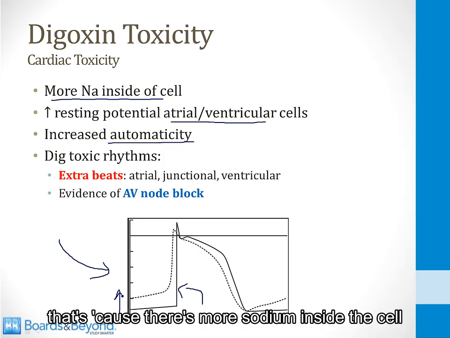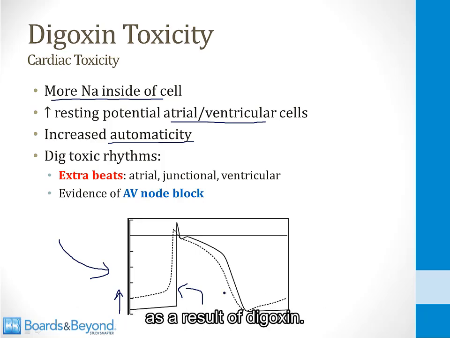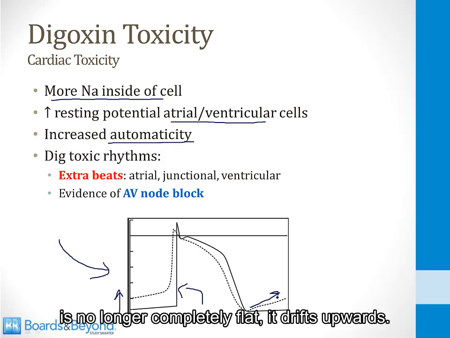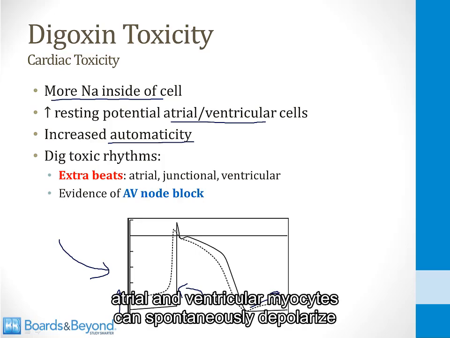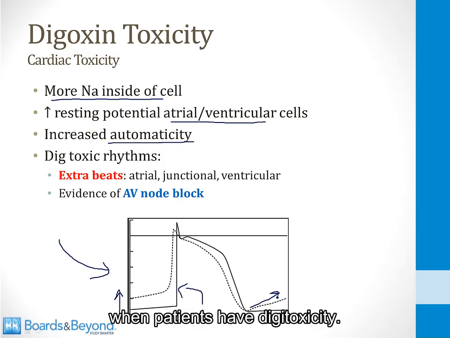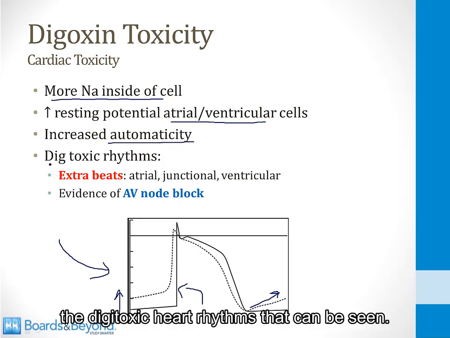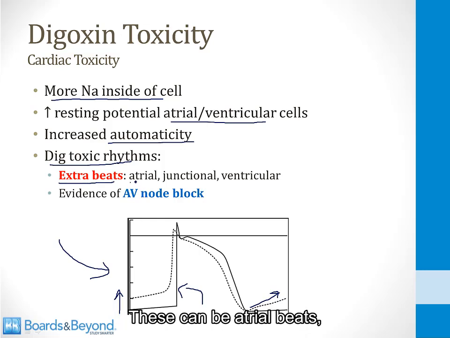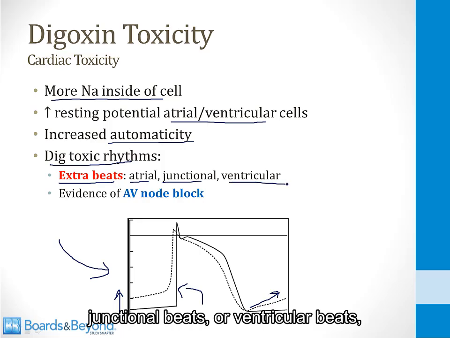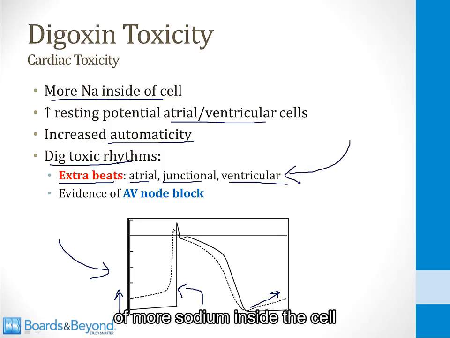That's because there's more sodium inside the cell as a result of digoxin. In addition, notice that phase 4 is no longer completely flat. It drifts upwards. For both of these reasons, atrial and ventricular myocytes can spontaneously depolarize when patients have dig toxicity. So if you understand that, it's very easy to understand the dig toxic heart rhythms that can be seen. Many extra beats are seen because of spontaneous depolarization. These can be atrial beats, junctional beats, or ventricular beats, but all of these are the result of more sodium inside the cell and spontaneous depolarization.